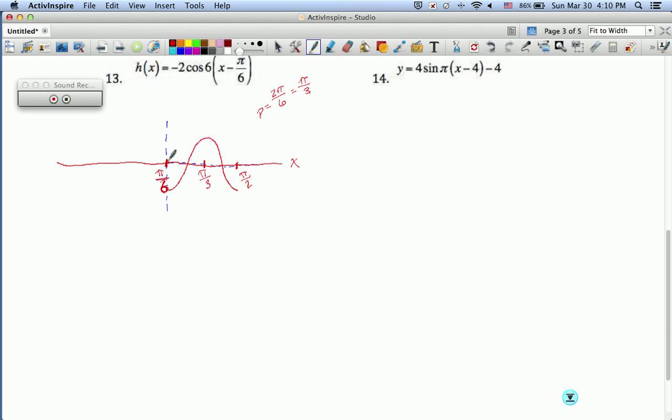Okay, so to come back, I need to have one full graph, right? This was 2 pi over 6, which is our period. Let me look at that again. Our period is pi over 3, I'm sorry. So pi over 3, and I'm pi over 6 away, so I need half of a graph. So we're going to go like this, and we're back.